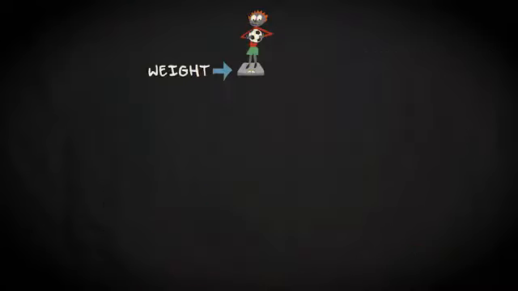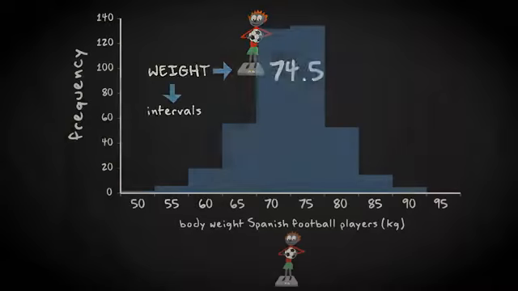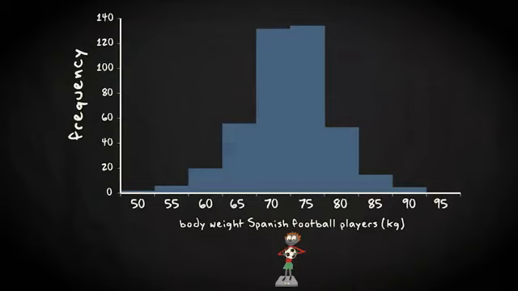Say we are interested in the body weight of Spanish football players. If we have very detailed measures of weight, like 83.9 or 74.5 kilograms, it doesn't make sense to draw a separate bar for every single value. Instead, we construct intervals. In this graph, we have 10 intervals of 5 kilograms. The first interval ranges from 47.5 kilograms to 52.5 kilograms. 50 is displayed because it is the middle of that interval.